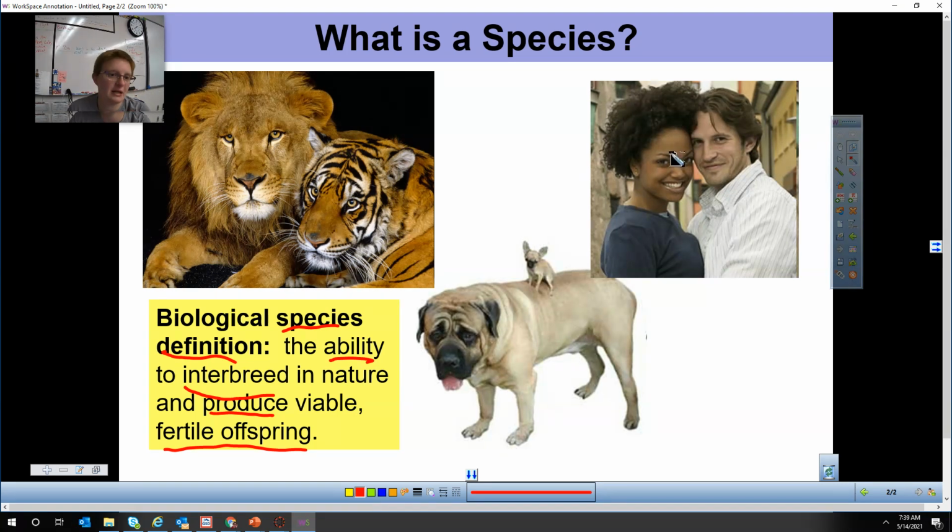Humans, when we mate together, we produce fertile offspring. Dogs, when they mate together, they produce fertile offspring. So same species, same species. But lions and tigers, when they mate together, they produce an offspring. That offspring is infertile. So they do not meet our criteria as the same species. Even though they can mate together, they are not the same species.